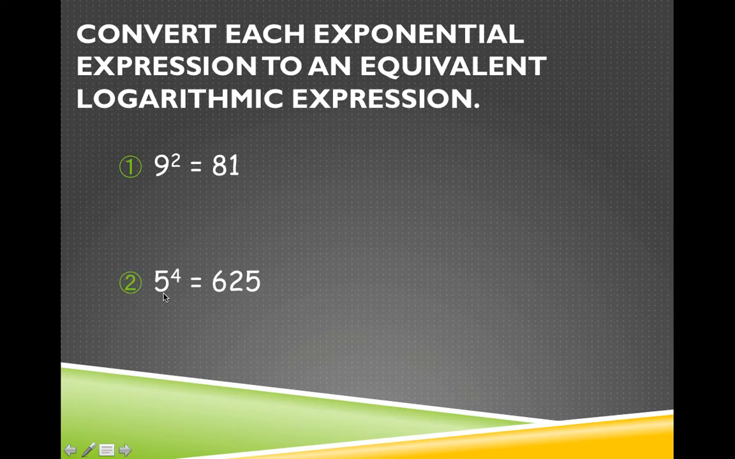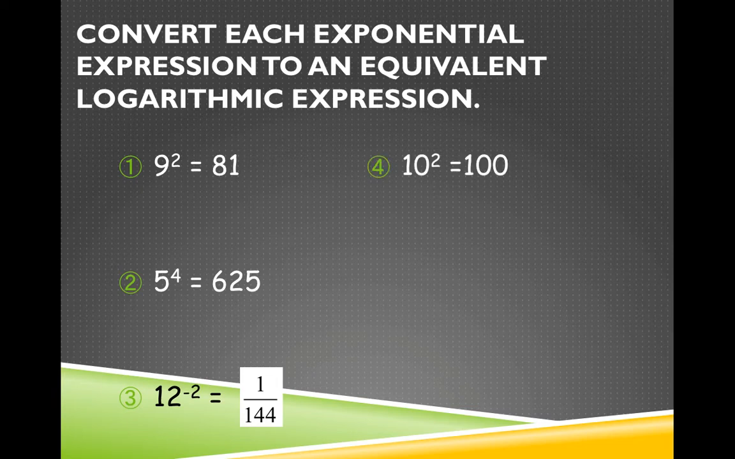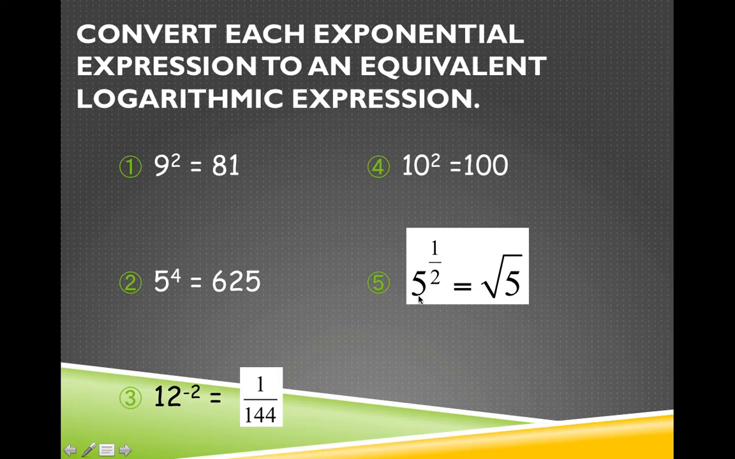The second one, we're going to write log base 5 of 625 equals 4. Number 3, we're going to write log base 12 of 144 equals negative 2. Number 4, log base 10 of 100 equals 2. And number 5, log base 5 of the square root of 5 equals 1/2. Now let's look at those written down.